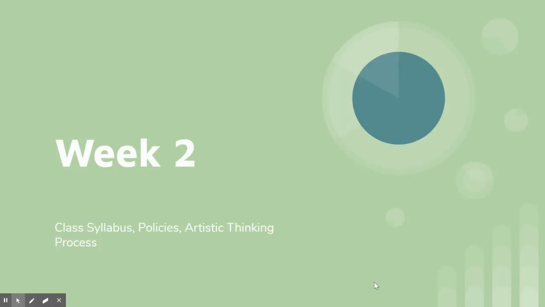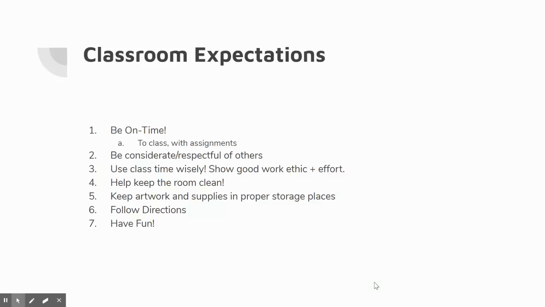So today we're going to be going over our class syllabus, our class policies, excuse me, and our artistic thinking process. So first of all, let's go over our expectations. Number 1, be on time. This means be on time to class and be on time with assignments.